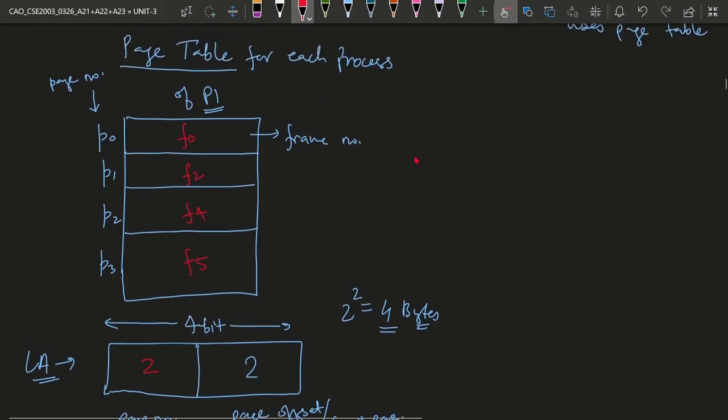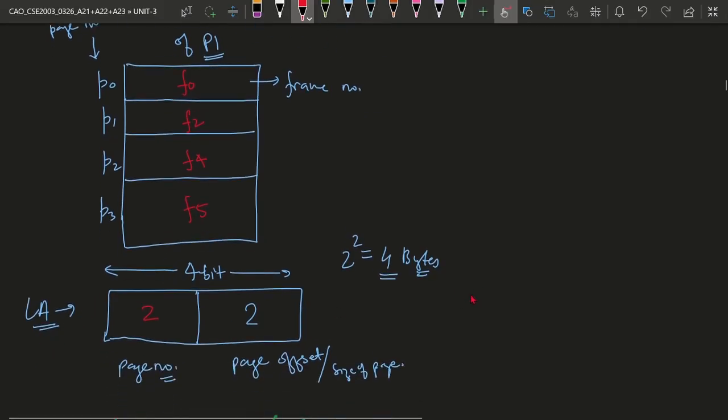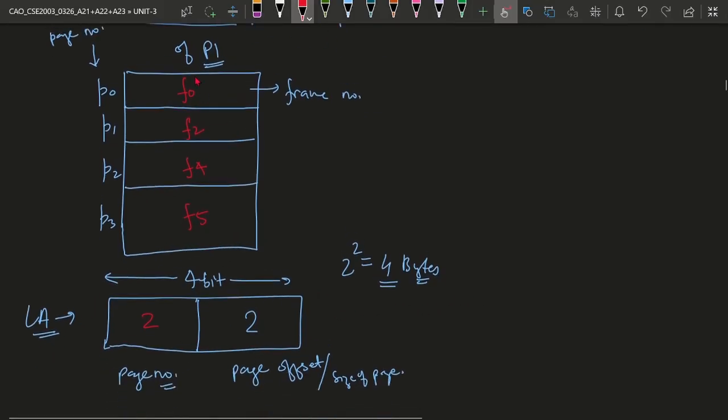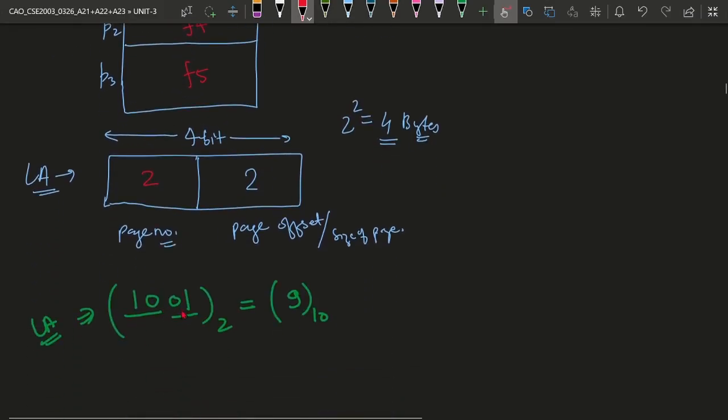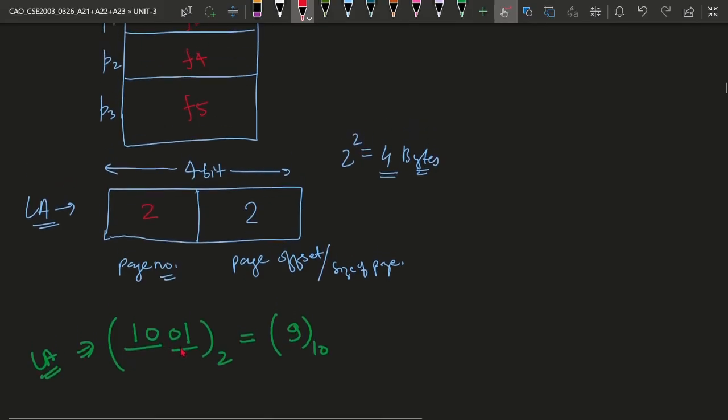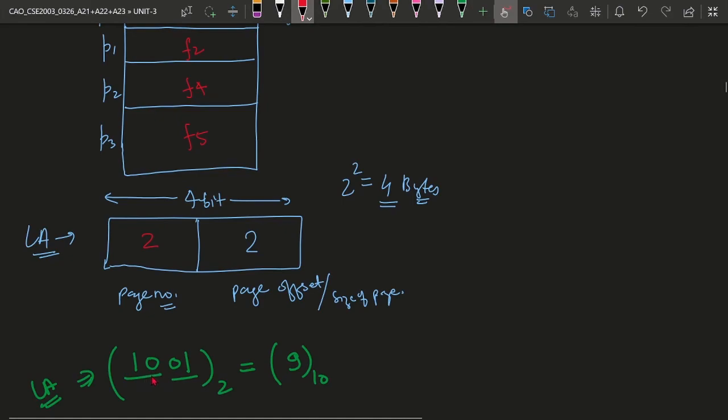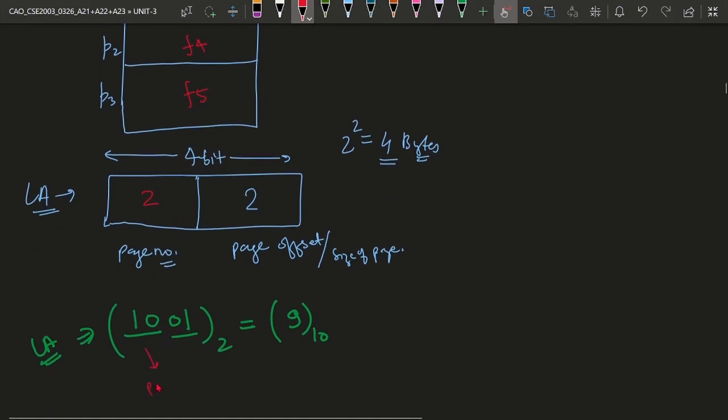Whenever a logical address needs to be converted to a physical address, it will ask the page table with respect to the logical address. The logical address is 1001 for the 9th byte, byte number 9. With respect to this logical address, this is page number 2. We need to move to page number 2, and this is byte number 1. So in page number 2, byte number 1.